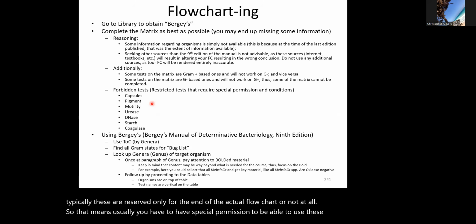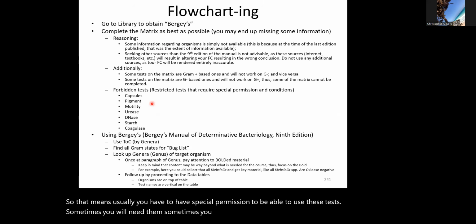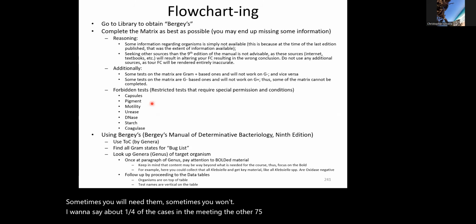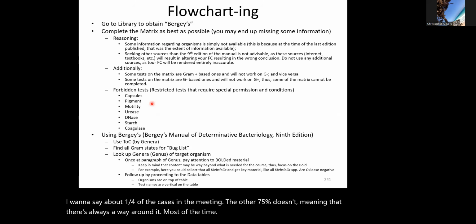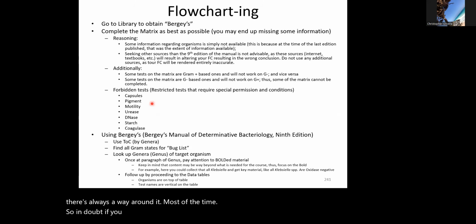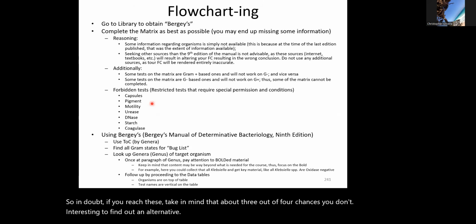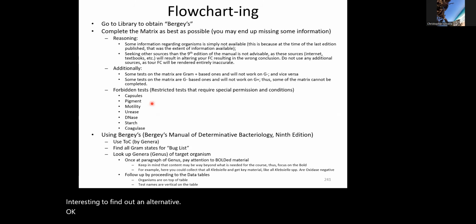Now, sometimes you will need them, sometimes you won't. I want to say about a quarter of the cases end up needing these, the other 75% doesn't, meaning that there's always a way around it most of the time. So when in doubt, if you reach these, take in mind that about 3 out of 4 chances, you don't really need to use it and you just need to find an alternative, okay? But in the event that these cases present themselves, you need to ask for permission first.